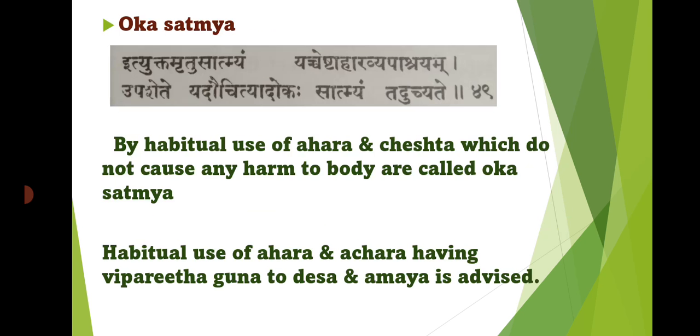Okasatmya is mentioned in this chapter, Tasyashitiya Adhyaya. Upashete Yadaucityad Okasatmyam Taducyate. That is, by the habitual use of ahara and cheshta, that is diet and regimen, which do not cause any harm to the body, are called Okasatmya. Upashete Yadaucityad Okasatmyam Taducyate. Then habitual use of ahara and vihara having viparita guna to desha as well as to the rogas are advised.